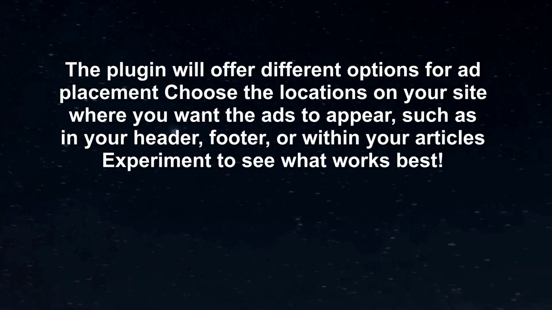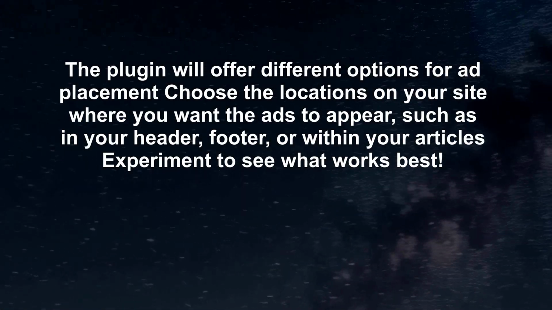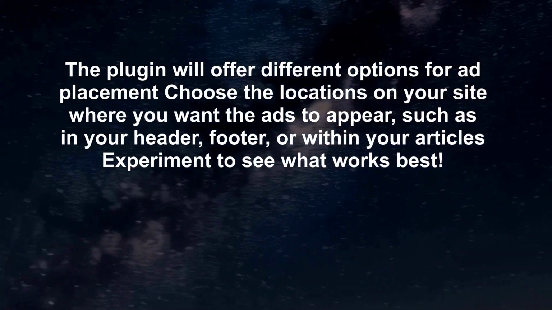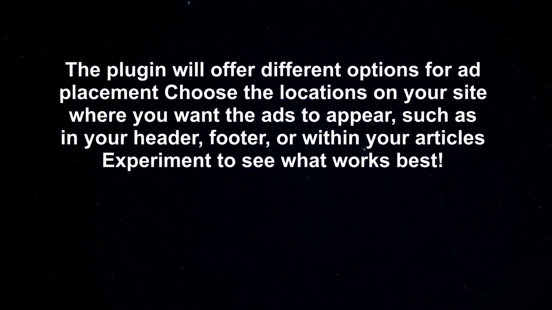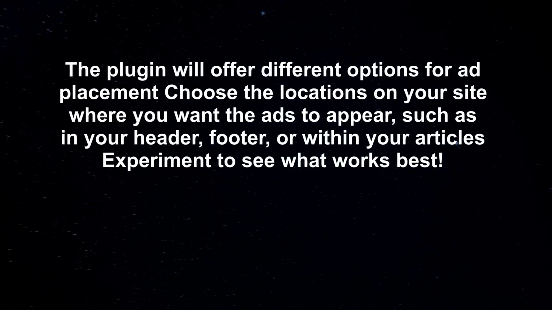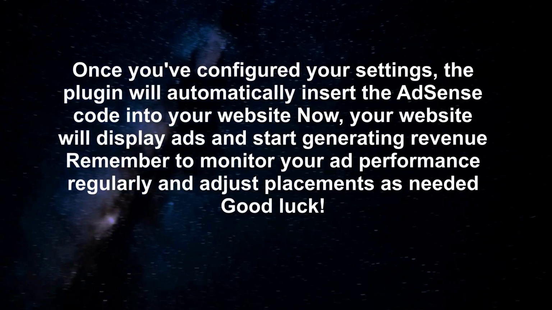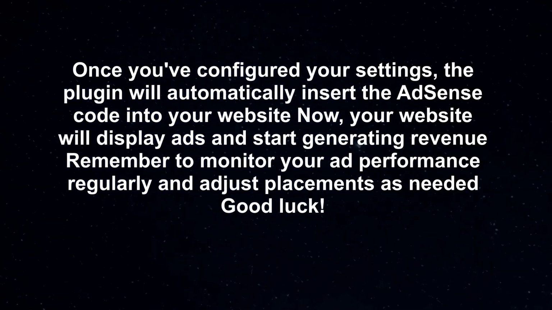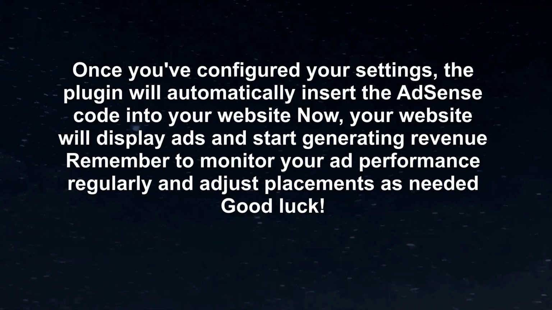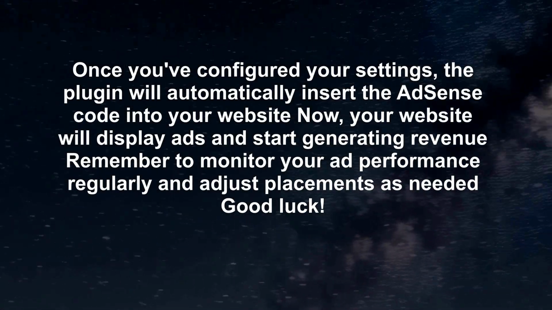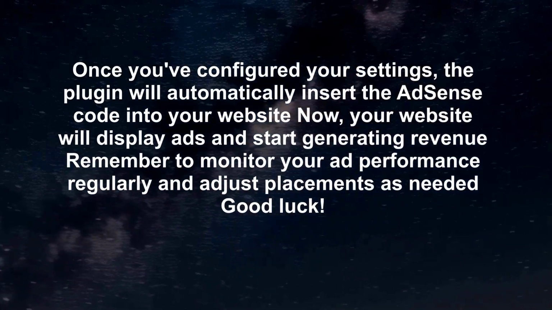The plugin will offer different options for ad placement. Choose the locations on your site where you want the ads to appear, such as in your header, footer, or within your articles. Experiment to see what works best. Once you've configured your settings, the plugin will automatically insert the AdSense code into your website. Now, your website will display ads and start generating revenue.